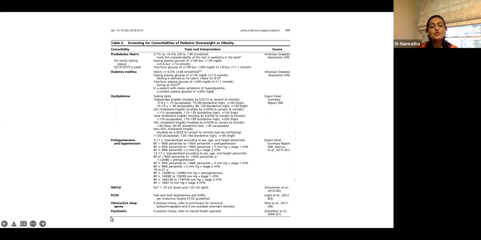All children who come to us should be screened, preferably with a questionnaire, for symptoms of obstructive sleep apnea or for symptoms of an underlying psychiatric disorder. And if there is a positive history, they have to be promptly referred to the appropriate specialist.